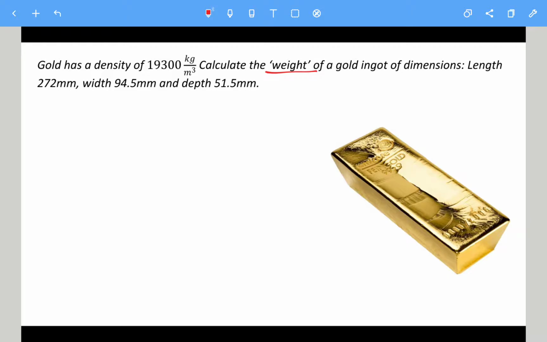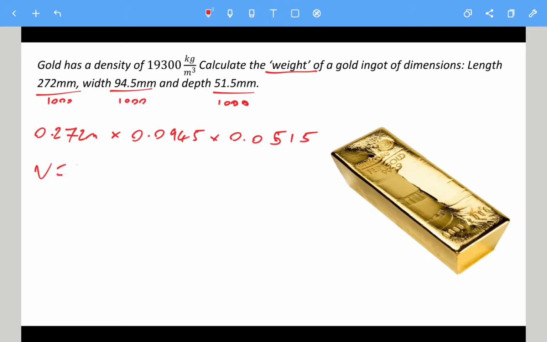Right, so what I'm going to do is divide all of these by 1,000 to get them into meters. And then what we can do is figure out the volume. Okay, so the first one is 0.272 meters multiplied by 0.0945, and then the 51.5 millimeters we need to divide by 1,000 gives us 0.0515. Obviously we're dividing by 1,000 because there's 1,000 millimeters in a meter.